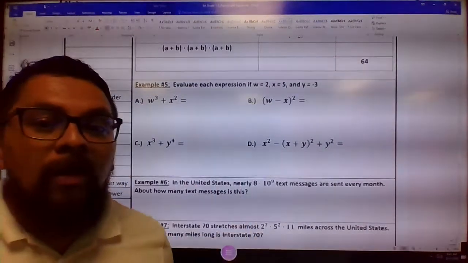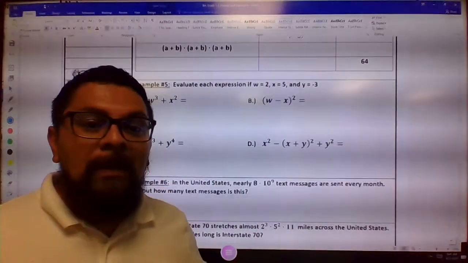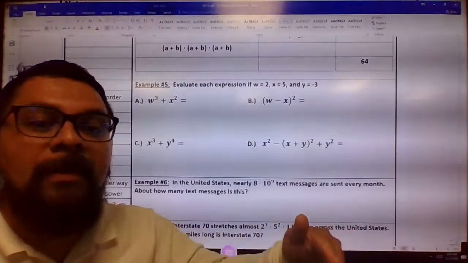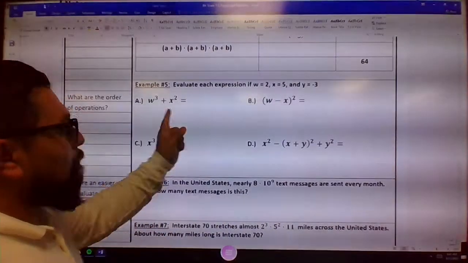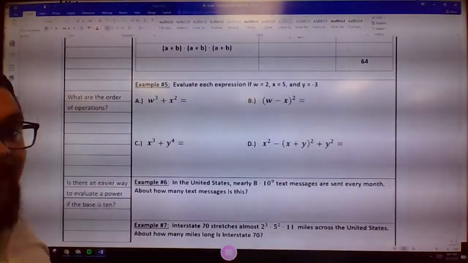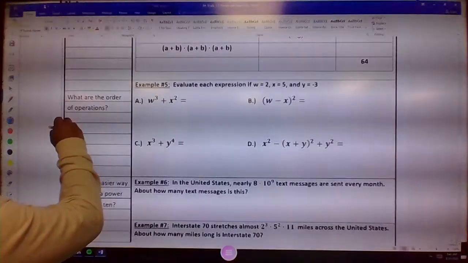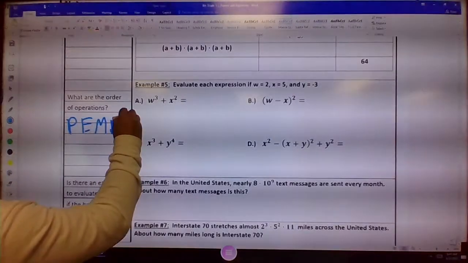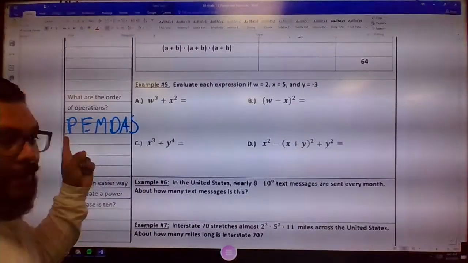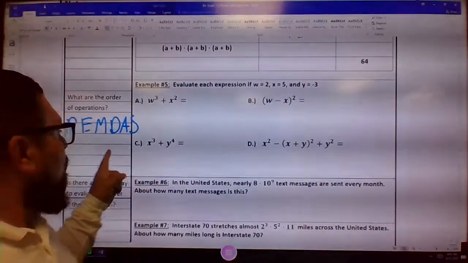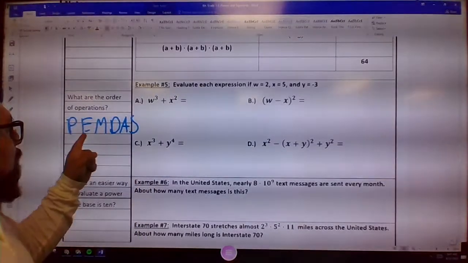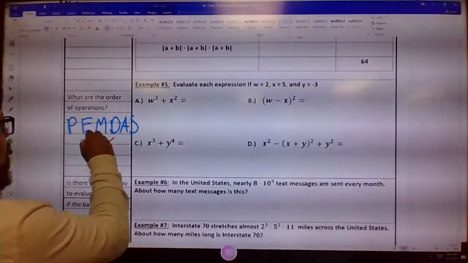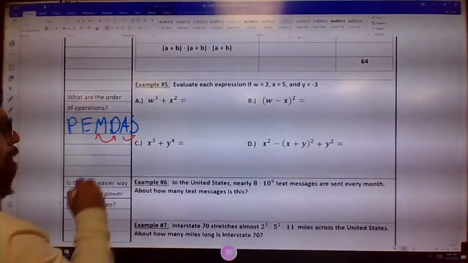Now you have to follow order of operations when you do this. PEMDAS, which we reviewed a little bit earlier in the year. So what are the order of operations? It is PEMDAS. So write it here before you start. Parentheses, exponents, multiplication or division, addition or subtraction. And remember, with these, you can flip back and forth.